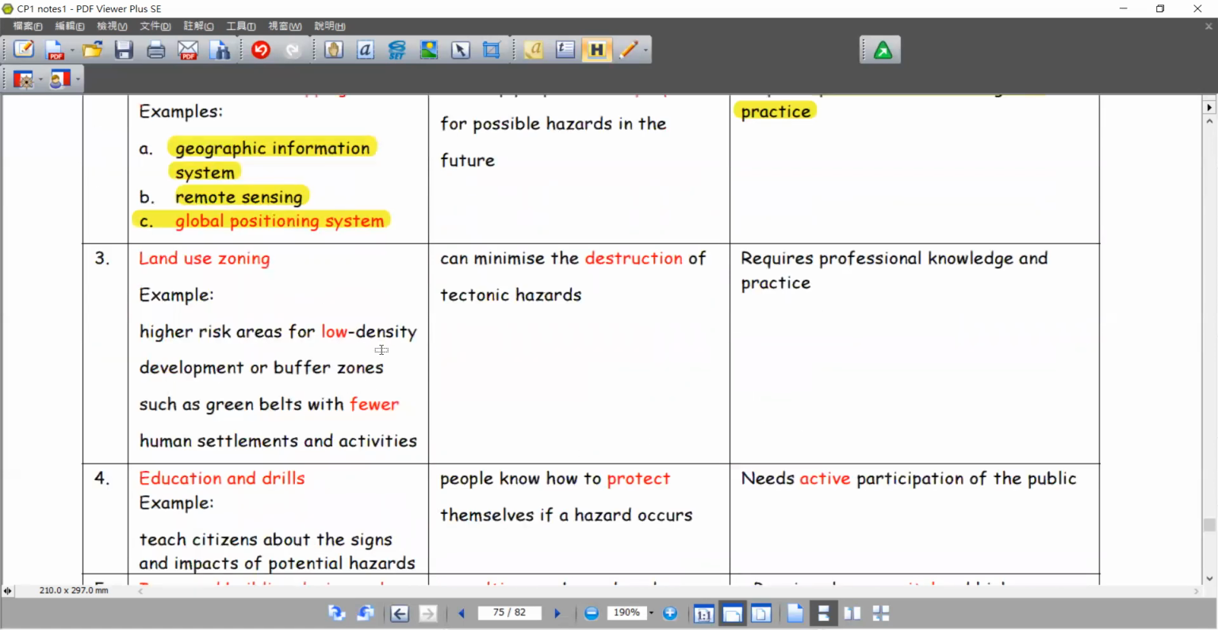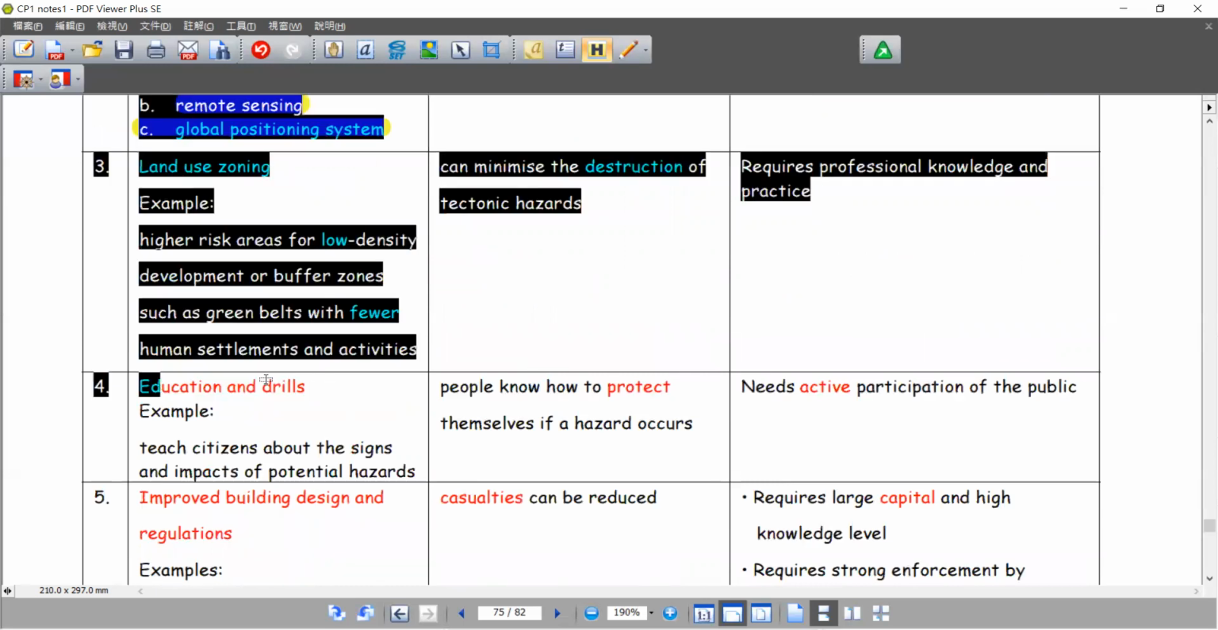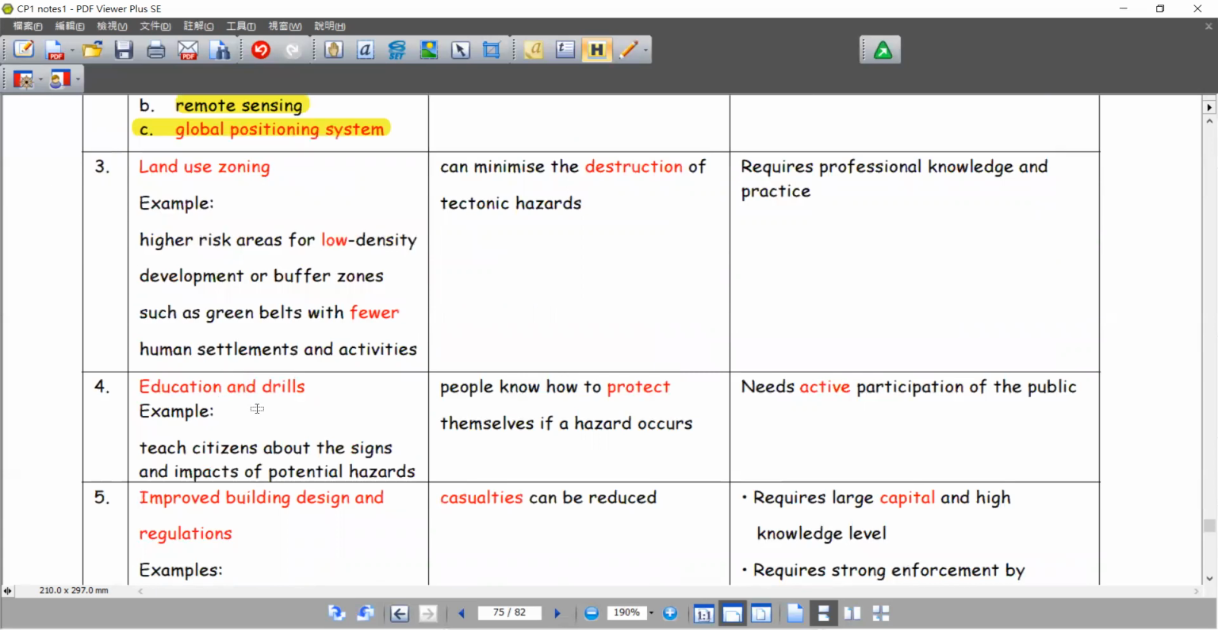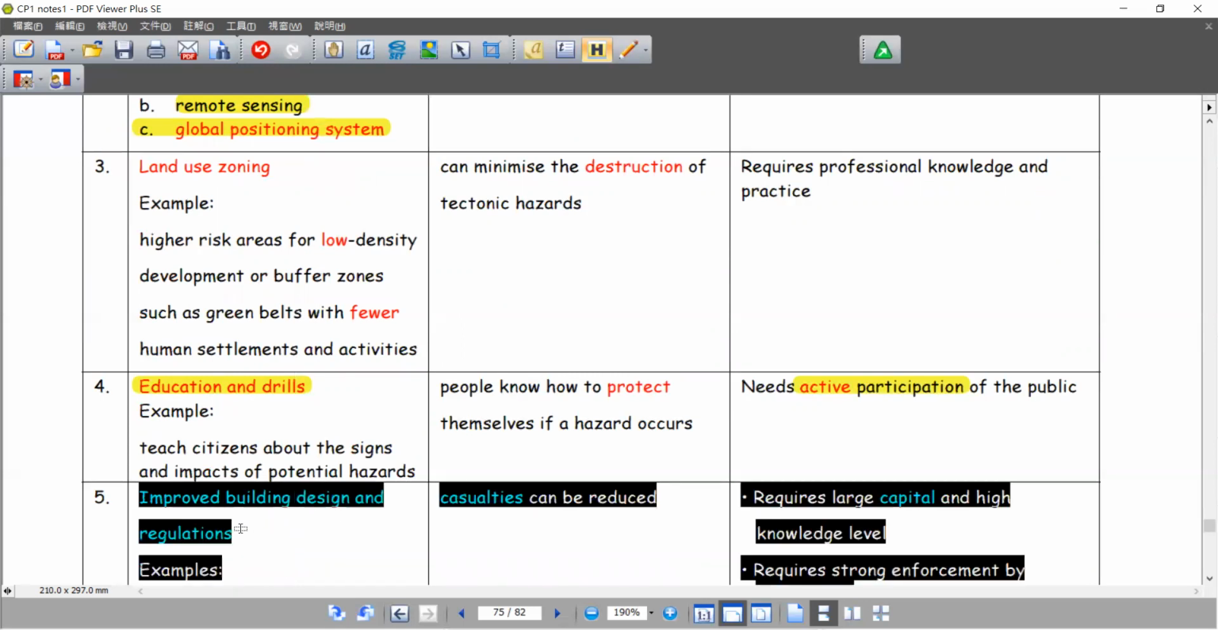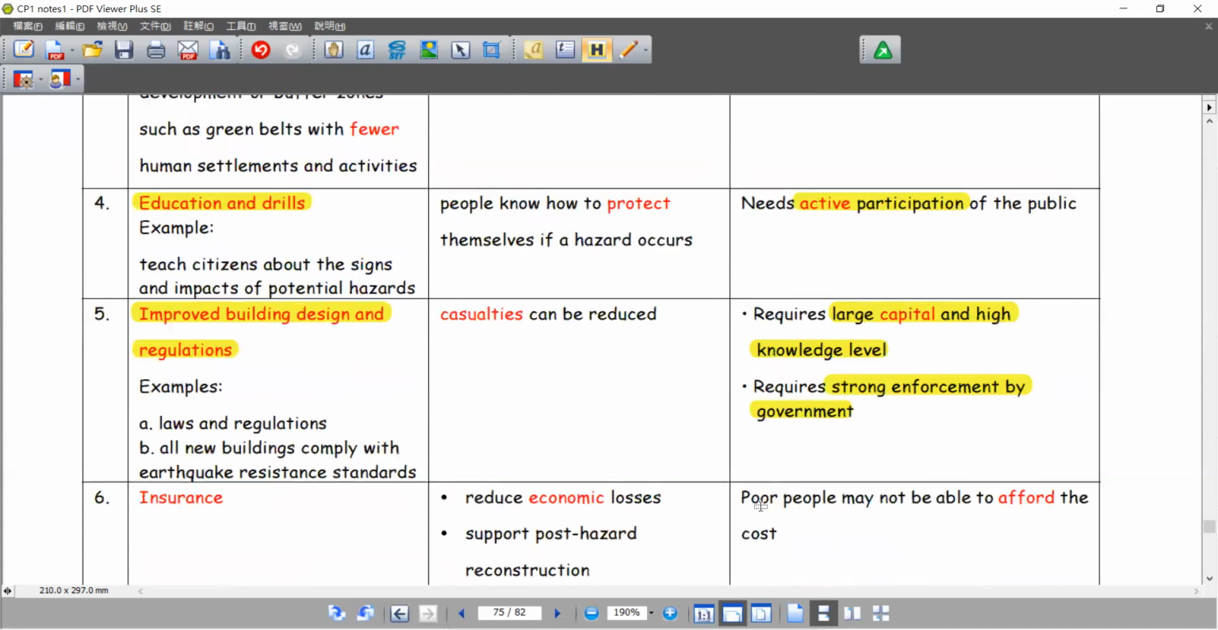Land use planning, I have shown you in the sample essay already, so you can handle this. I'm not going to mention that at length. You can have a look at your sample essay on education and drills. It is also about awareness. The awareness can be enhanced, but it needs the active participation of the public. Improving the building design and regulation can also reduce the casualties, but again it needs a high capital level, high knowledge, and a highly efficient government.